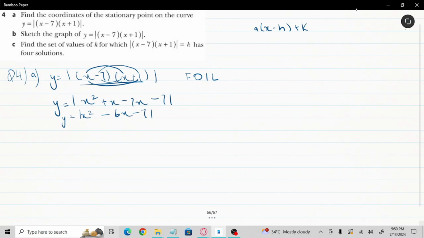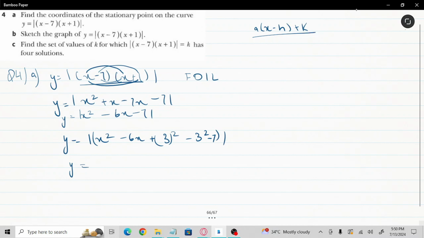And what we're going to do is make this into the form a(x minus h) squared plus k. We have done this method tons of times throughout this chapter. So x squared minus 6x plus (6 upon 2) whole squared. So (6 upon 2) whole squared will be 3 squared, minus 3 squared to balance this up, and minus 7.